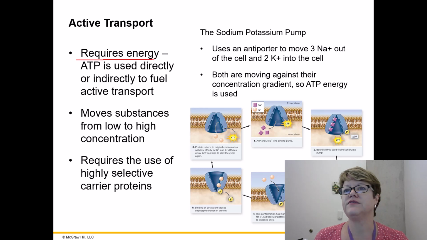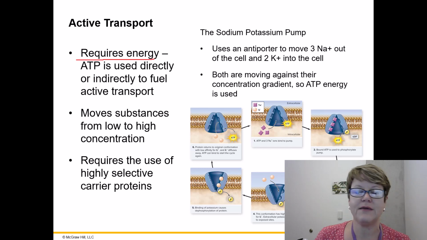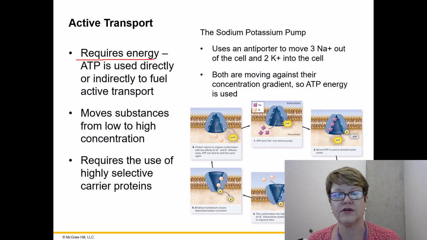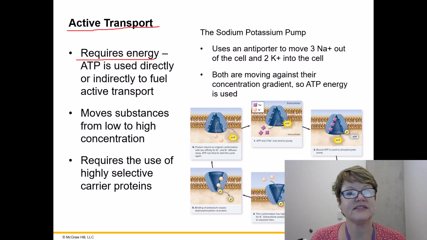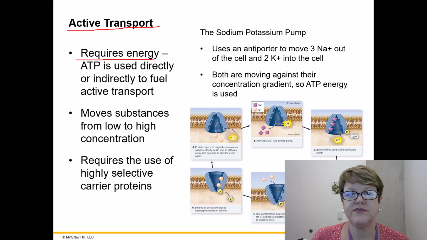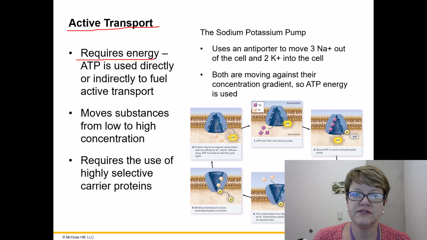So we said that diffusion is a passive process. It happens on its own. It doesn't require energy. And that moves things from a higher concentration area to a lower. But active transport does exist. And there are particular examples of active transport that are typically shown for any starting biology student. And one of them is shown here. It's called the sodium-potassium pump.